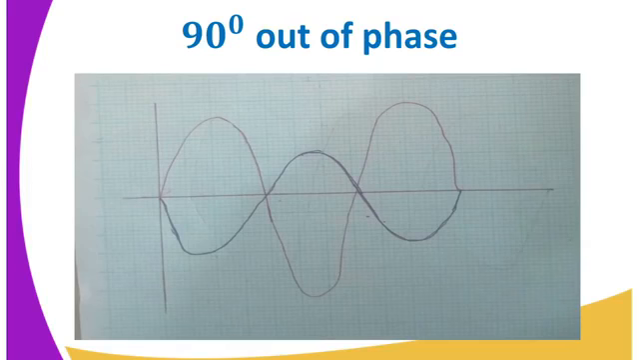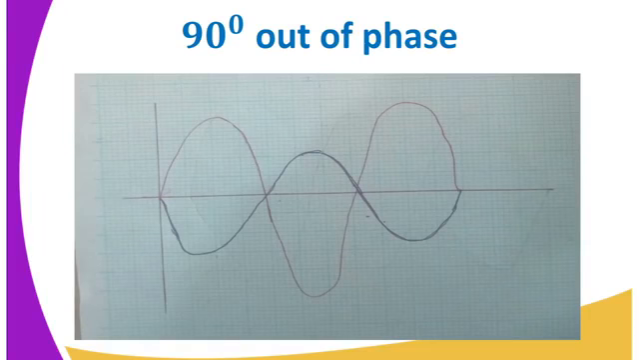Out of phase means that they are traveling in different directions. Looking at the wave motions, you can see that when the wave motion in red goes up, the one in blue goes down. That means the two waves are out of phase, but the wave in blue is 90 degrees out of phase. The reason being, the amplitude is half the amplitude of the original wave.